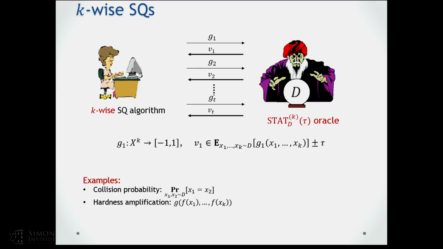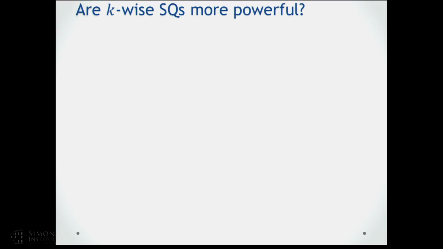and that sort of requires looking at 2 random samples, estimating some sort of probability or expectation over 2 samples. And slightly more sophisticated examples come up in hardness amplification, where one converts a problem of learning a single function to a problem of learning some function that combines k independent instances of a learning problem. So the question we would like to understand is very simple. Are these k-wise queries more powerful than their unary queries, and by how much?